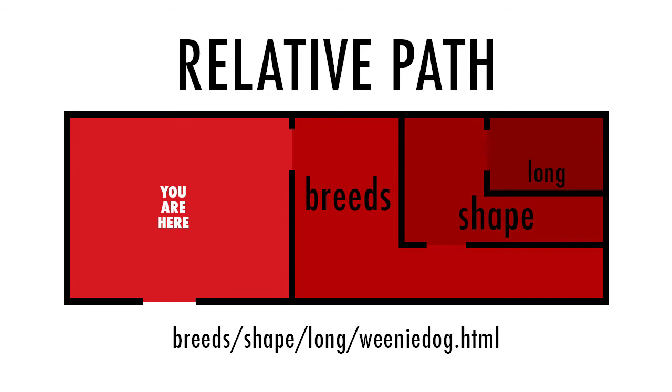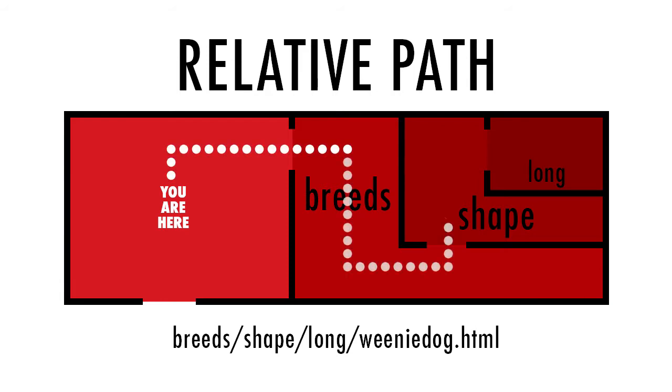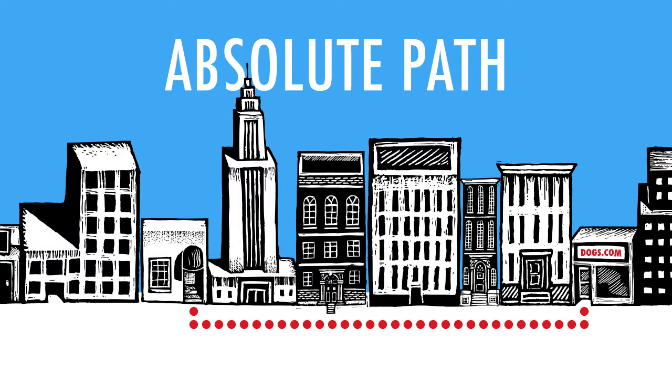So at this point, you can tell the browser how to get somewhere, giving it relative directions, relative to where it currently is. And so you'll see it's telling the browser to go to the breeds directory, then to the shape directory, then to the long directory, and finally to that file called weeniedog.html. And so the difference between relative and absolute is really just the difference between are you navigating within the current site you're in, or are you going outside of your current site to navigate to another website.